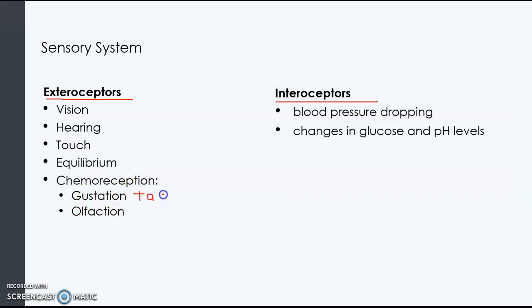And taste and smell are chemical senses. This is how we interpret chemicals from the environment. And then interoceptors include receptors that measure blood pressure dropping or going too high, and changes in glucose and pH levels in the blood.